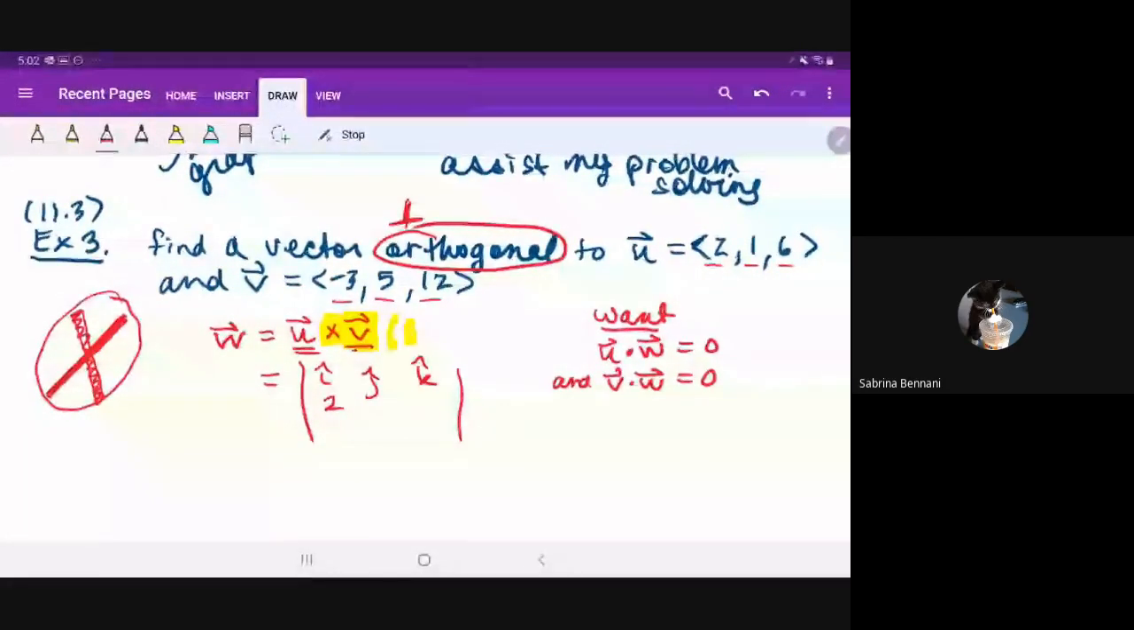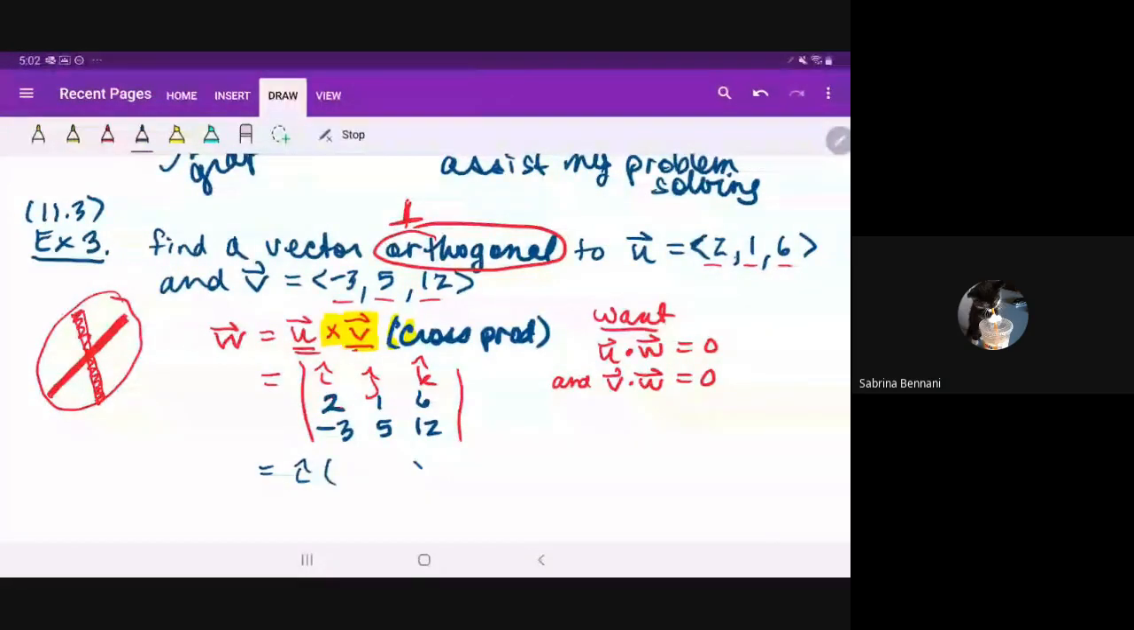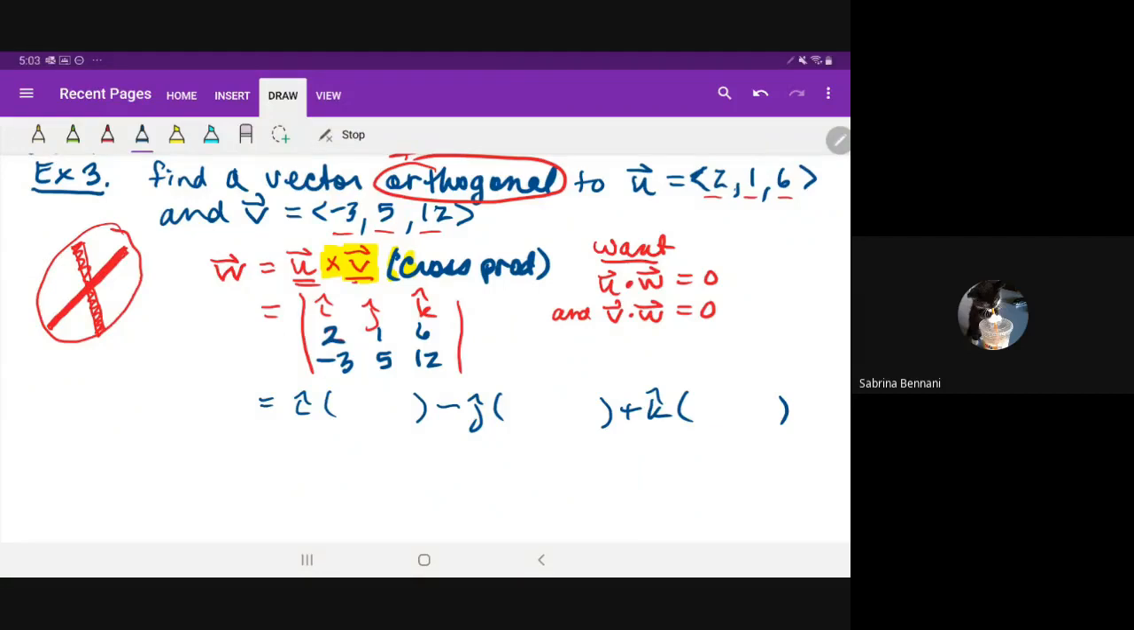Okay, oops. So the cross product, let me write this here. The cross product is perpendicular to both. Okay, so that's 2, 1, 6, negative 3, 5, 12. And then I want to do the cross product. So try to do the cross product. I won't say it so that you can try to do it on your own, and then you can look up and check after. But if I say it, then you're going to hear me.